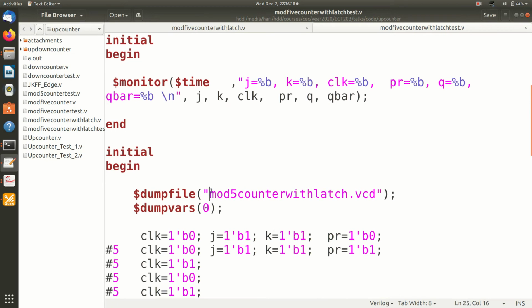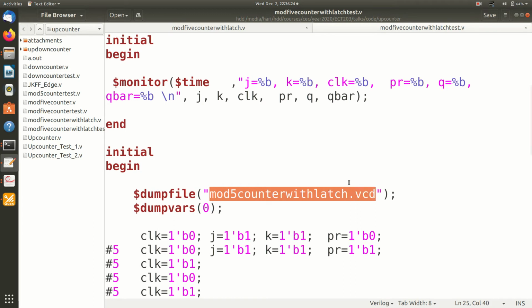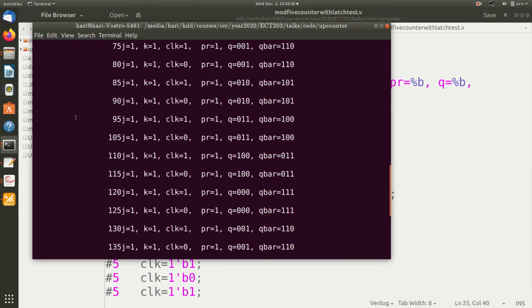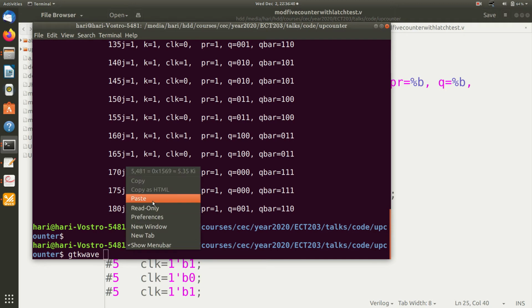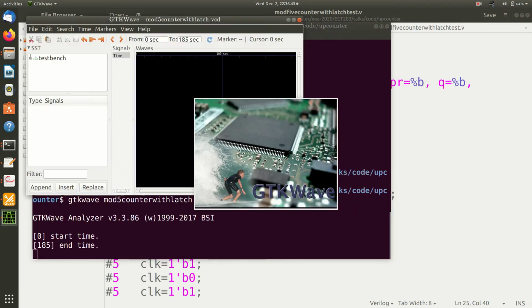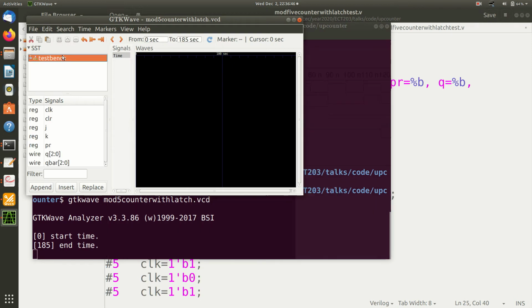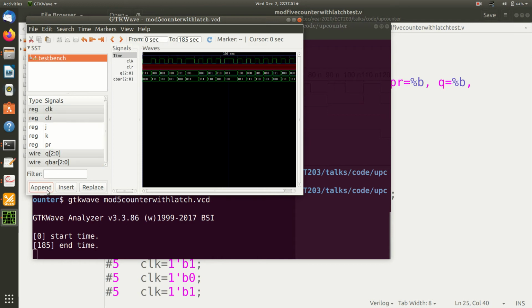Now you can see these waveforms. I can use GTKWave with this dump file. Now you have this test bench here. I can see this clock, the clear signal. I don't need J and K because they are kept at 1. Then Q bar. I can append them.